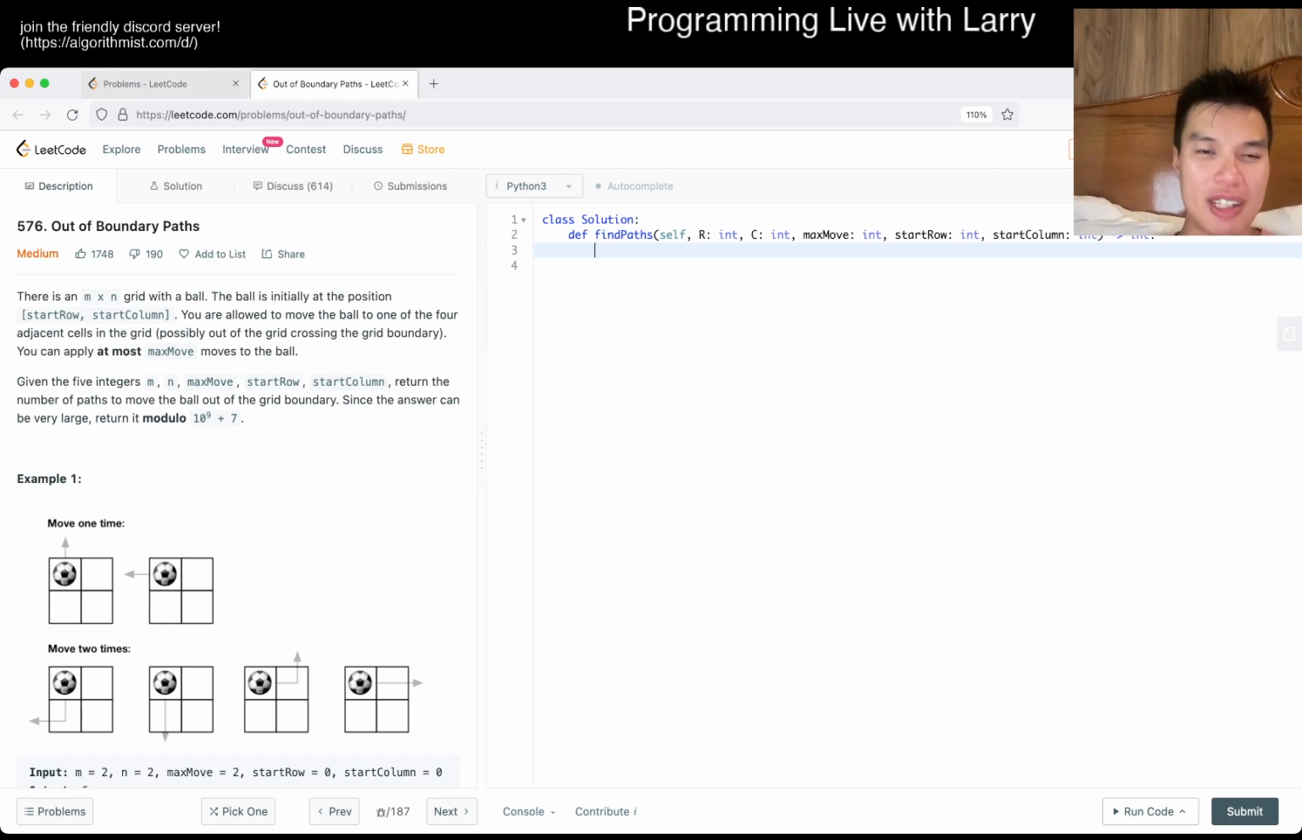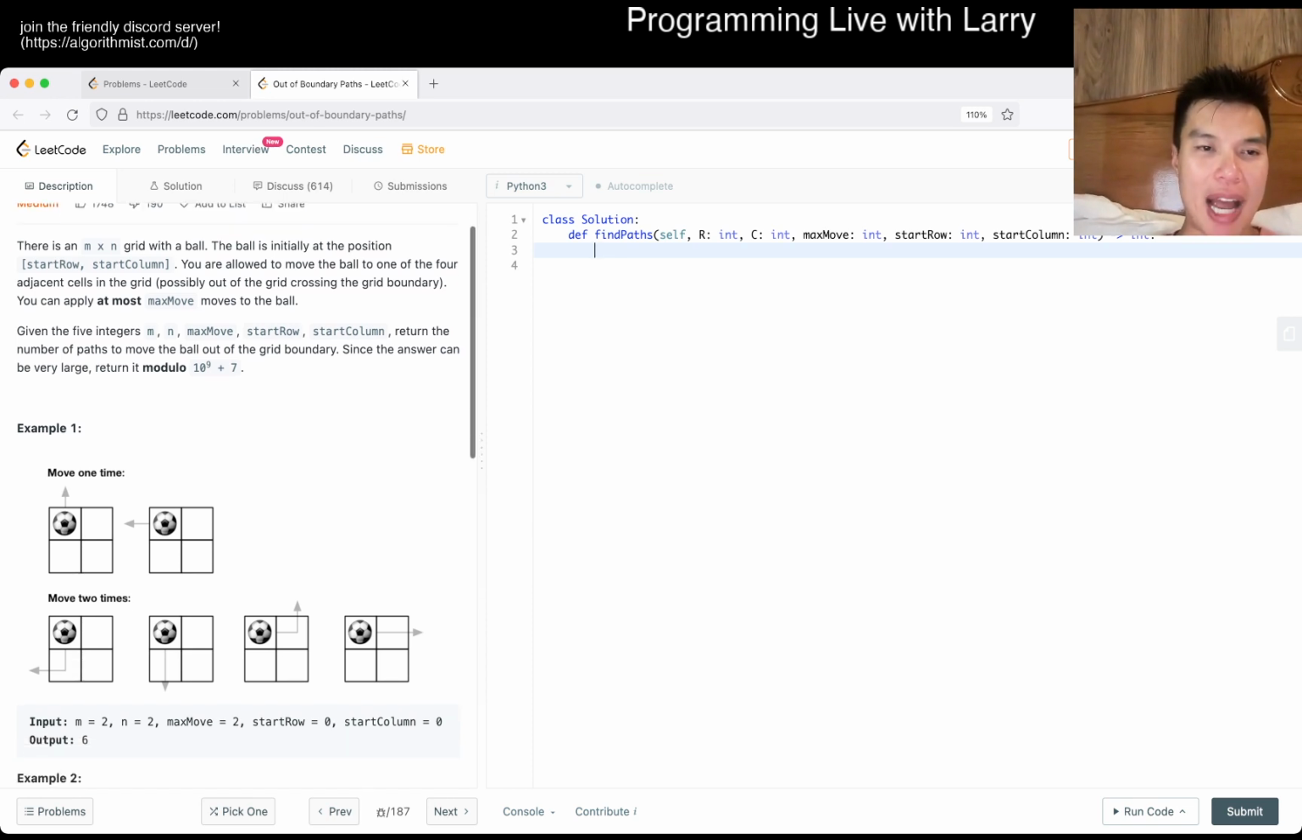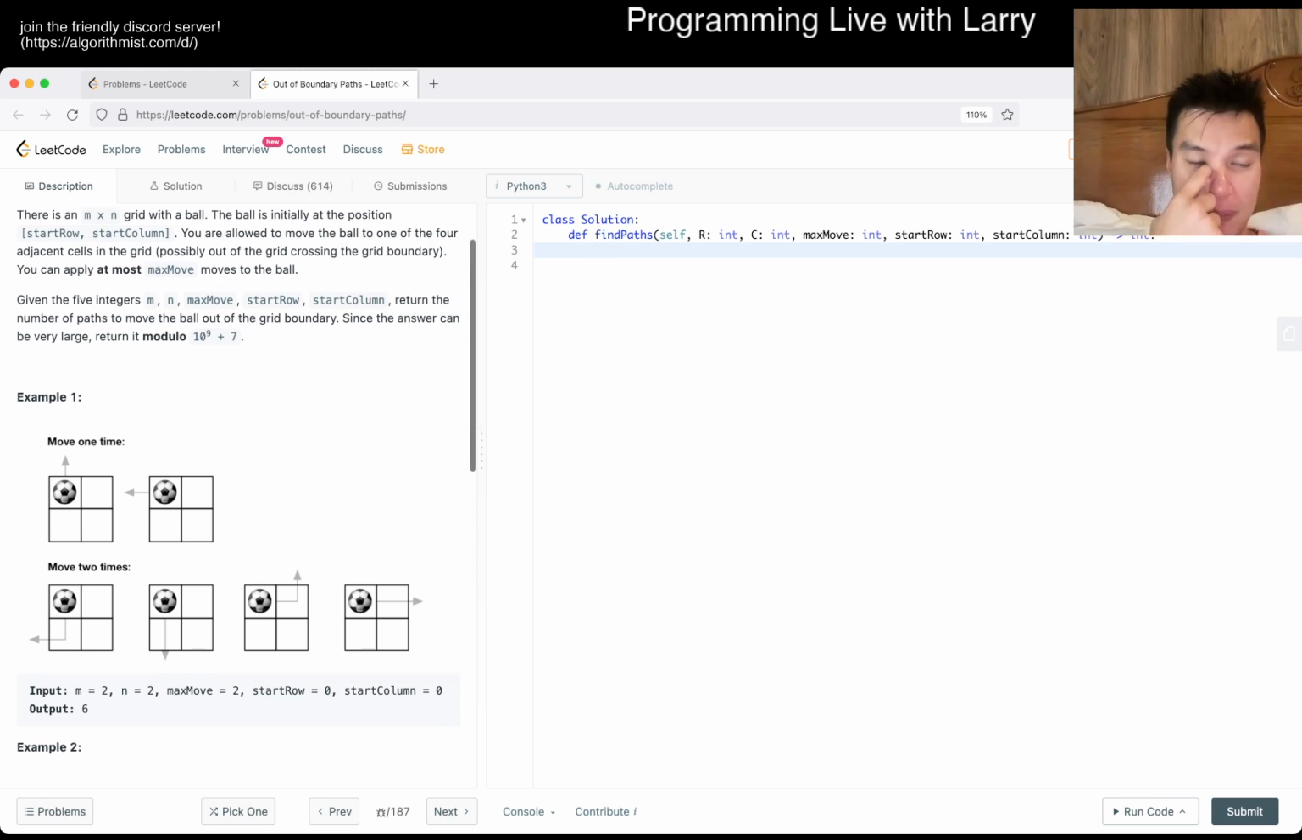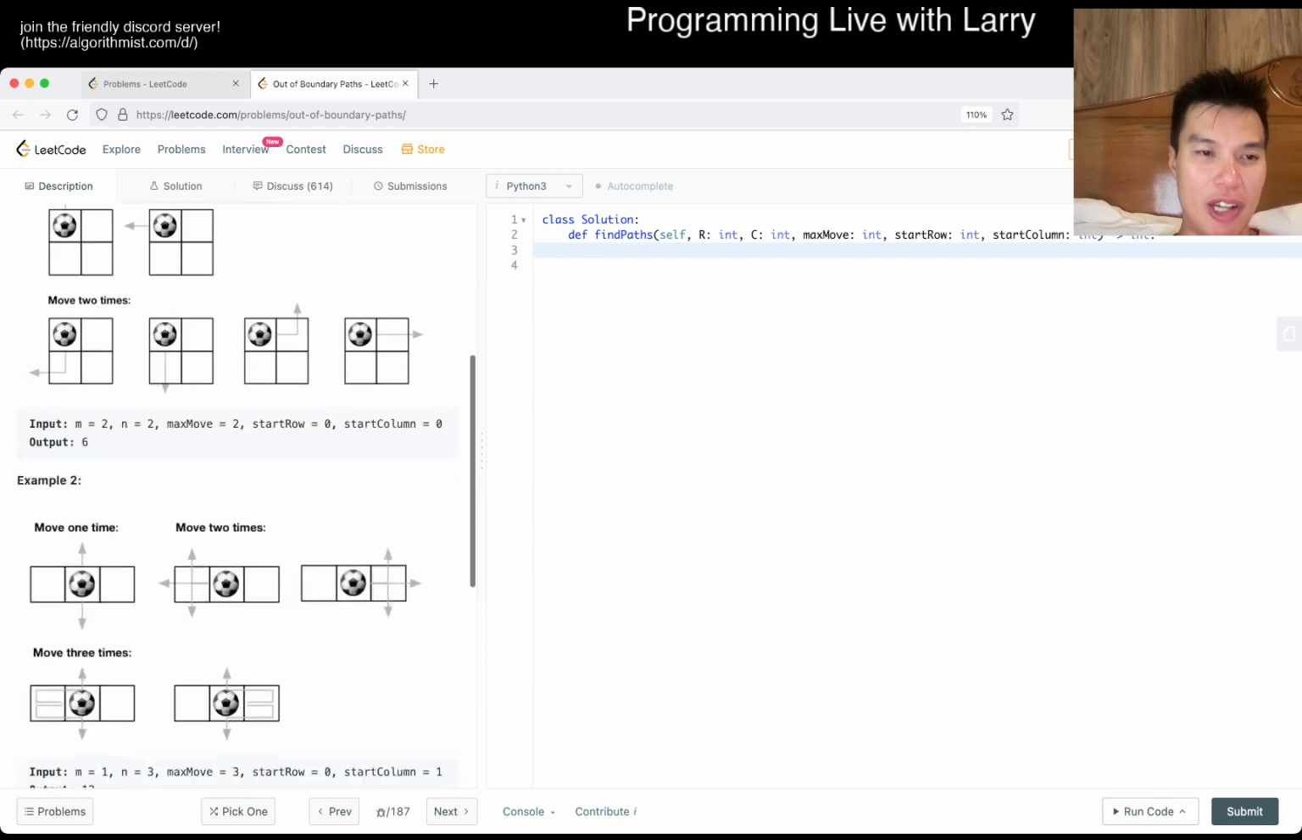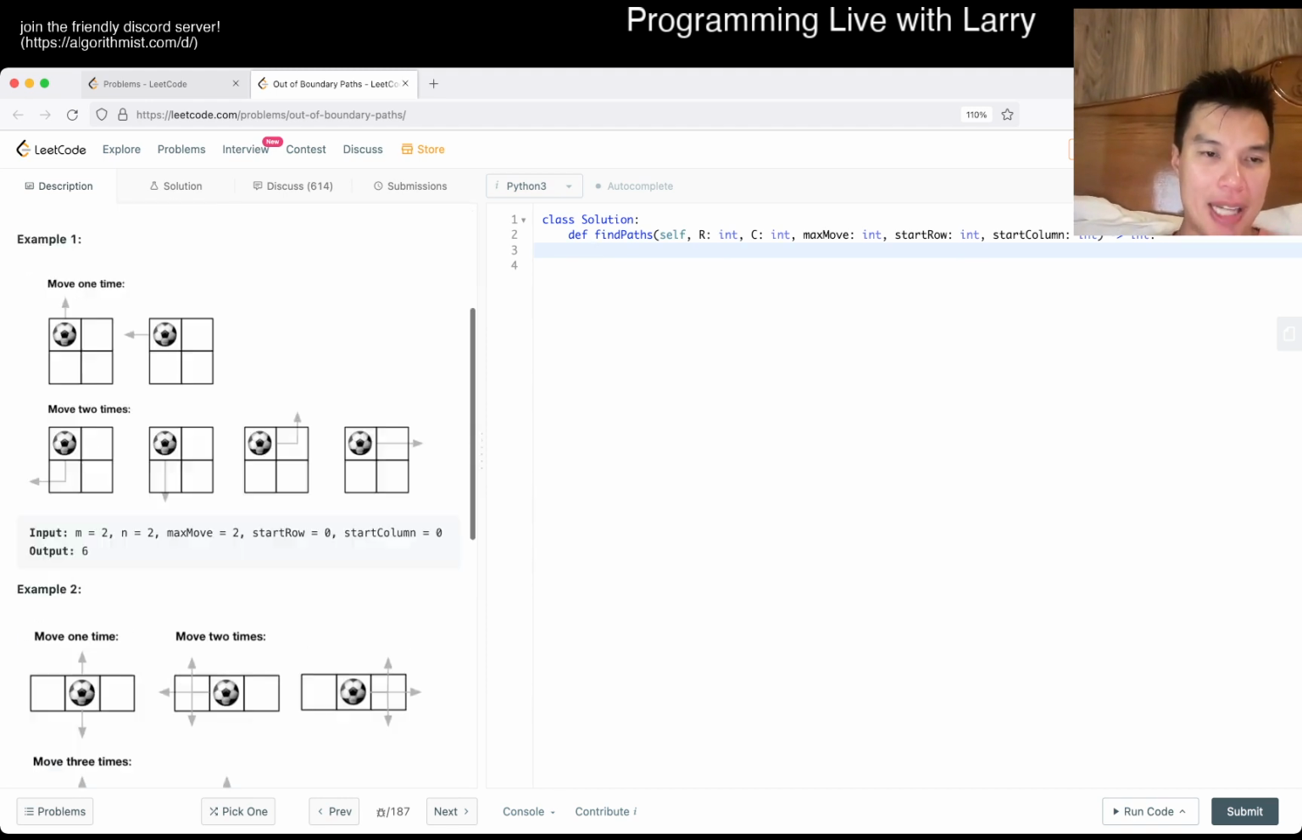Anyway, you're allowed to move the ball to one of the four adjacent cells. Of course, you can apply at most max moves to the ball. Given m, n, max moves, start row, start column, return the number of paths to move the ball out of the grid boundary. Since the answer can be very large, return it mod 10^9 + 7.